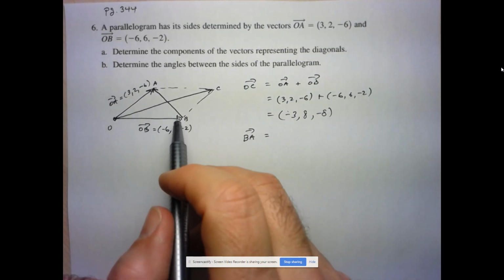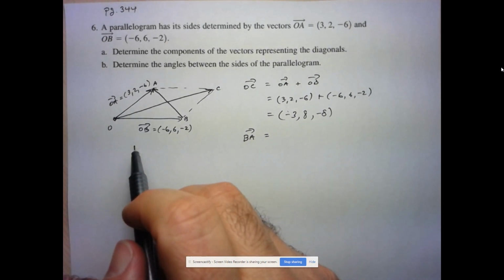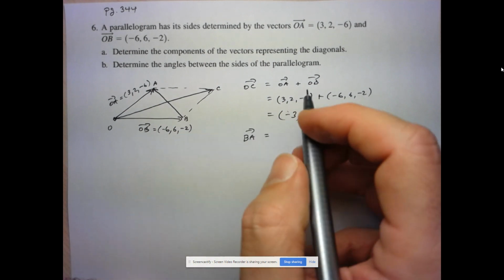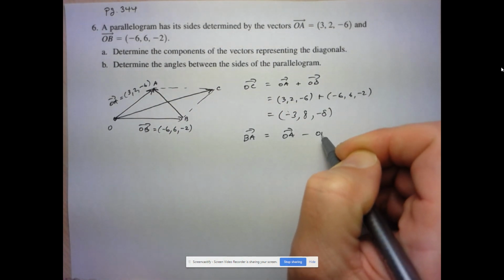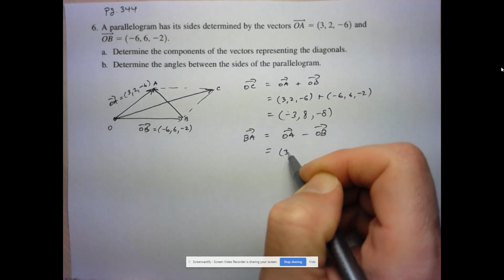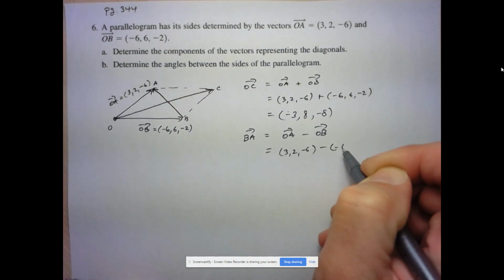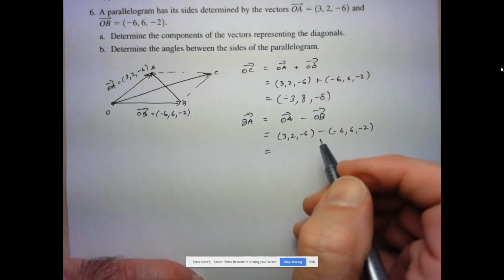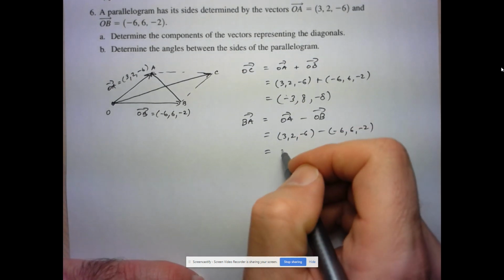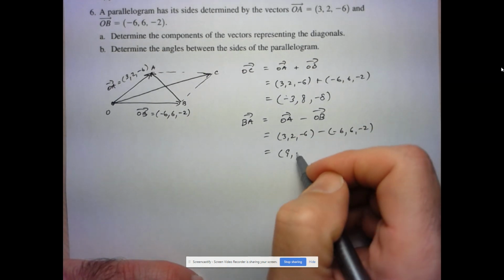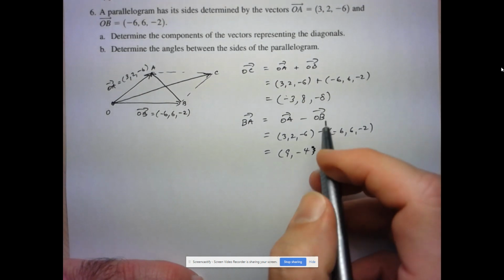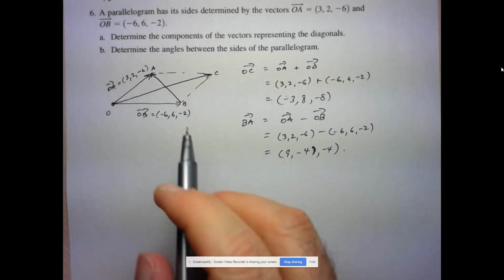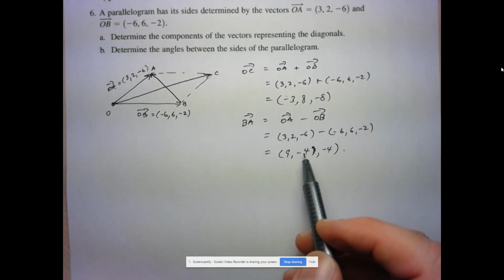And since this is joining the two tips of these vectors, we know that it's going to be the subtraction. All right, so it's going to be second minus first, so it's going to be OA minus OB. All right, so 3, 2, negative 6 minus negative 6, 6, negative 2. And so here, just do that by working with the components. So 3, this is going to be plus 6, it's going to be 9. 2 minus 6, negative 4. And negative 6 plus 2 is another negative 4. And so there we have it. Now, had you gone from A to B, you should have just gotten negative 9, 4, 4.